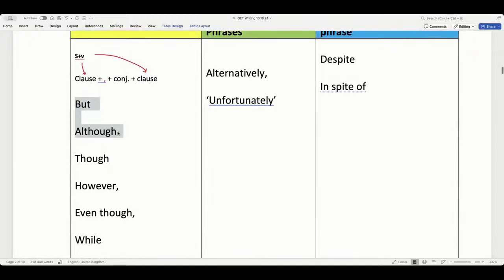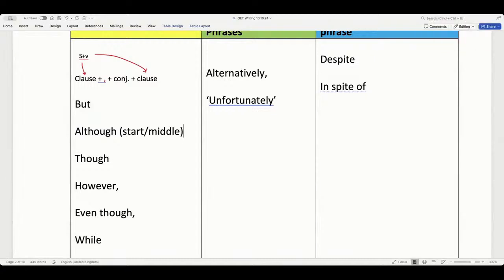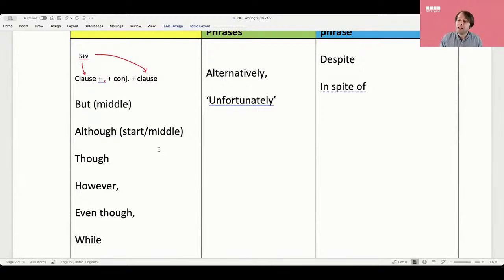I think although is more formal. Although comes at the beginning of the sentence, and but is in the middle of the sentence. Although can go at the start and the middle. Yeah, start or middle. I like that, Hussein. And but just in the middle, not at the beginning of the sentence. Yeah, I agree.